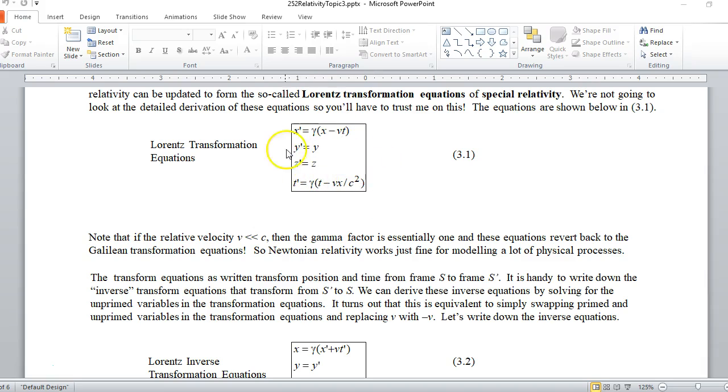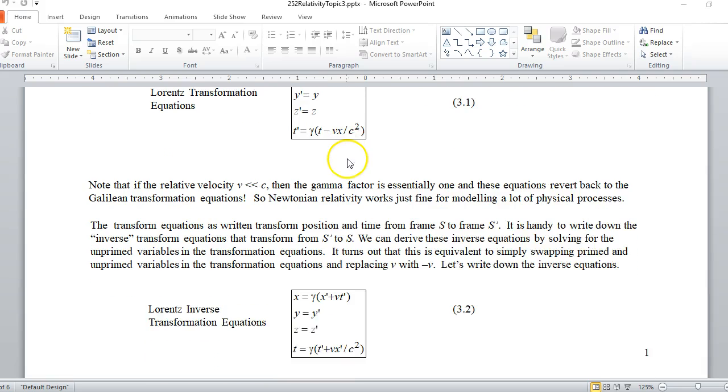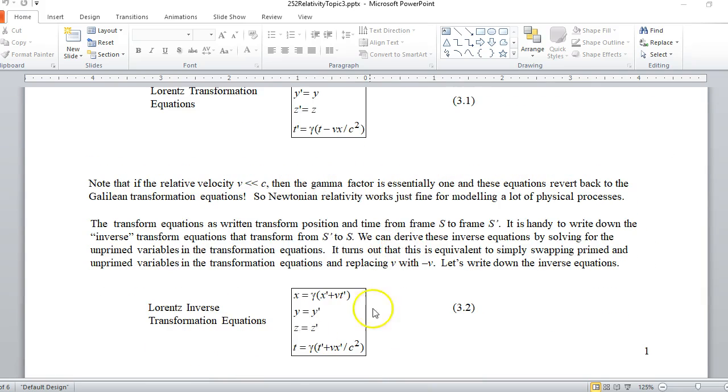So what you do is you can solve these equations up here in 3.1 for the unprimed variables. But a quick way to do it is just swap the prime and unprimed variables. So I would swap the X prime with the X, put the prime on the T here, and then just make V negative V. So if you do that, you get the so-called inverse transformation equations, which you see right here. So sometimes you need to use those. Just depends on the problem.